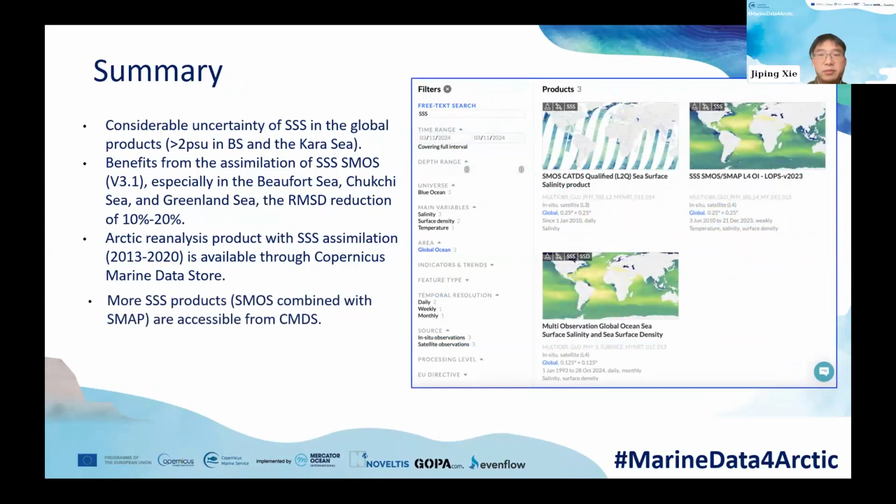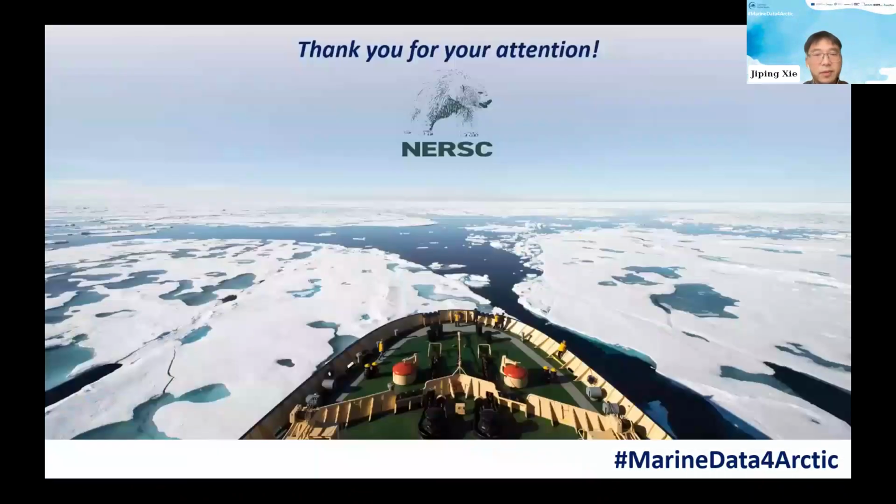Also from the Copernicus Marine Service, here I just give an example. If you search the keywords surface salinity, you can find many other good surface salinity datasets. For example, this one is combined data from SMOS and SMAP. SMAP is a NASA satellite and measures this dataset. We are interested in using this kind of data to improve our results.